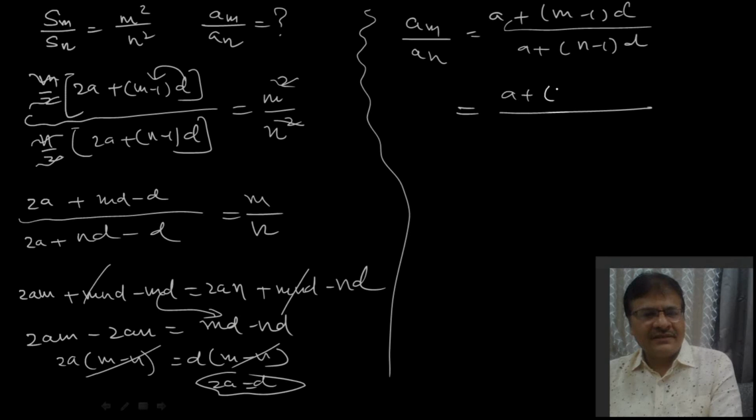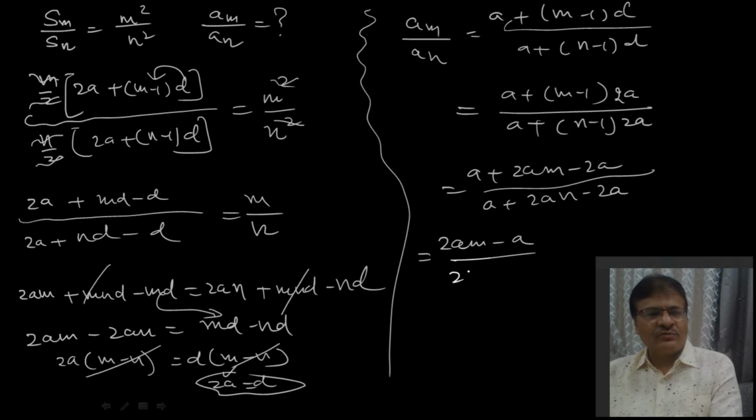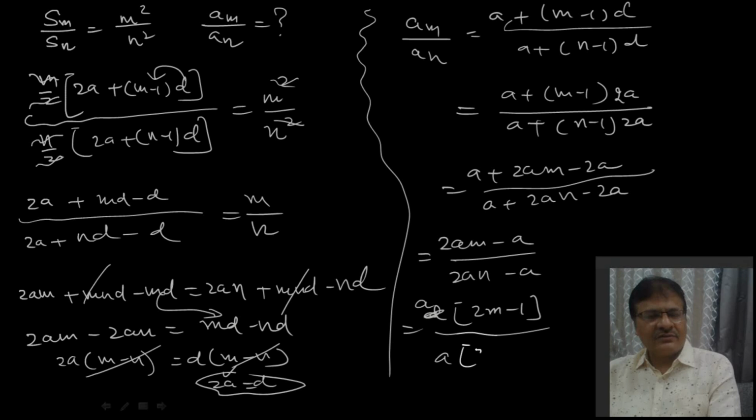a plus m minus 1 into d. d can be written as 2a from the result we got. Again 2a. So a plus 2am minus 2a divided by a plus 2an minus 2a. So that is 2am minus a, that is 2an minus a. What is common upside? a is common, sorry. 2m minus 1. What is common in denominator? a. So 2n minus 1. So this cancels. So I get the answer 2m minus 1 divided by 2n minus 1.